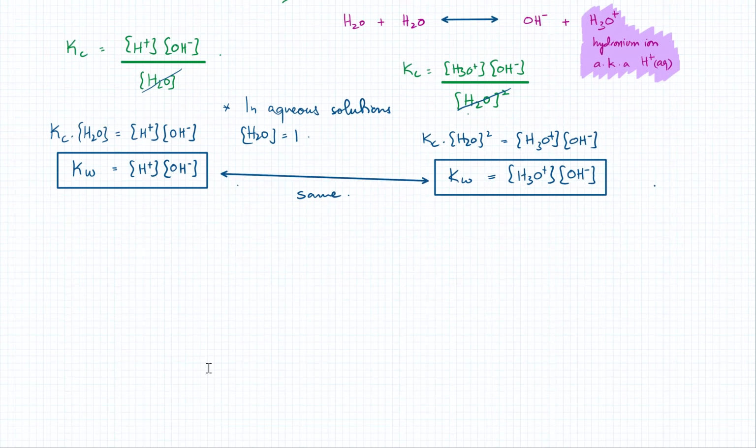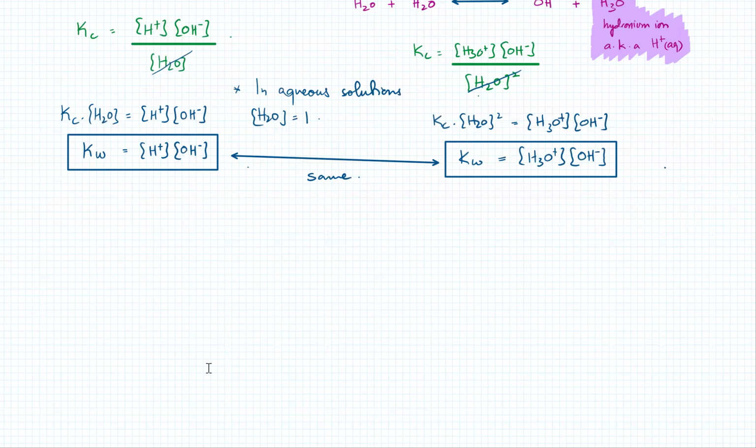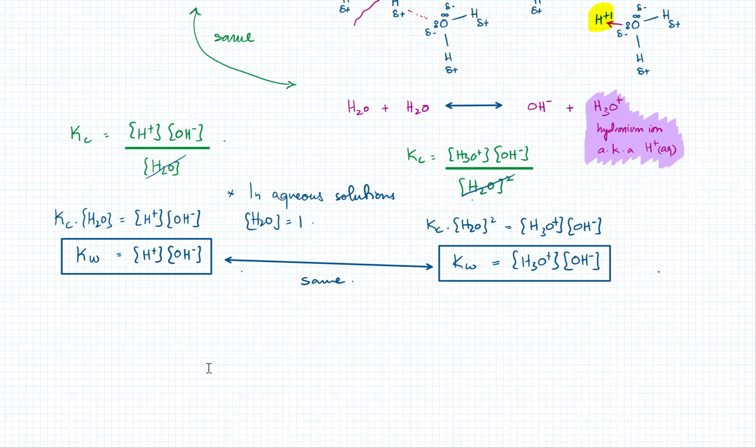Yes, sir. In the right-hand one, Kc times the water concentration squared, won't Kw be squared? No, you combine the constants together. Kc is a constant, and water concentration is a constant. So this constant is known as Kw. You combine all the constants together and you just call it Kw. In simple words, basically what you're doing is not including water in the expression. Is that clear?